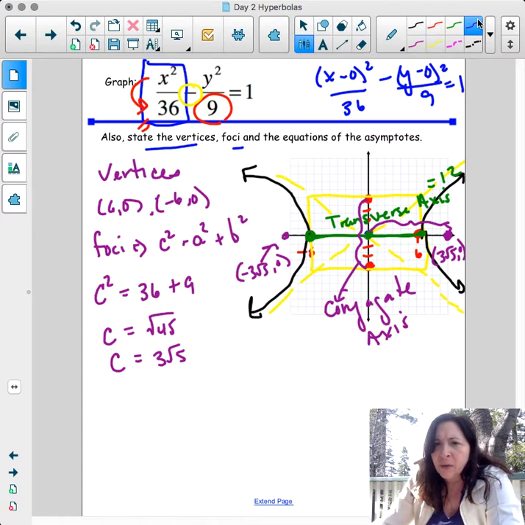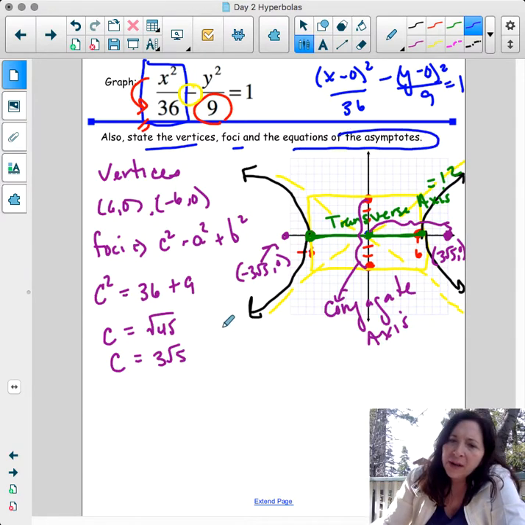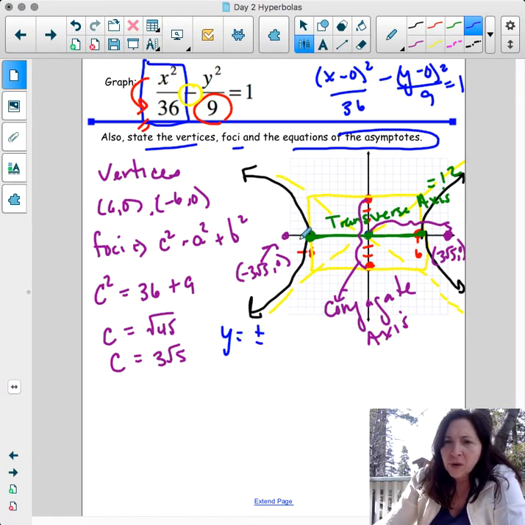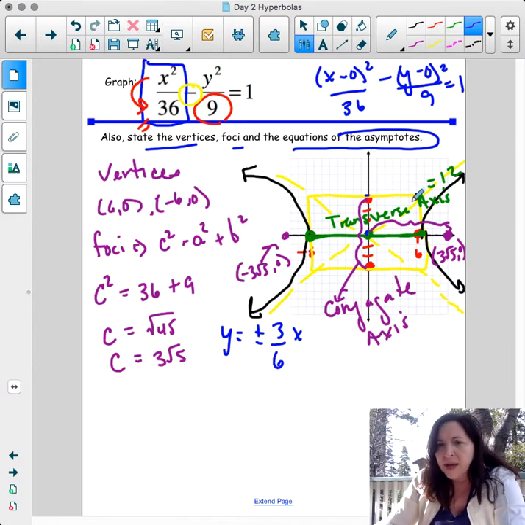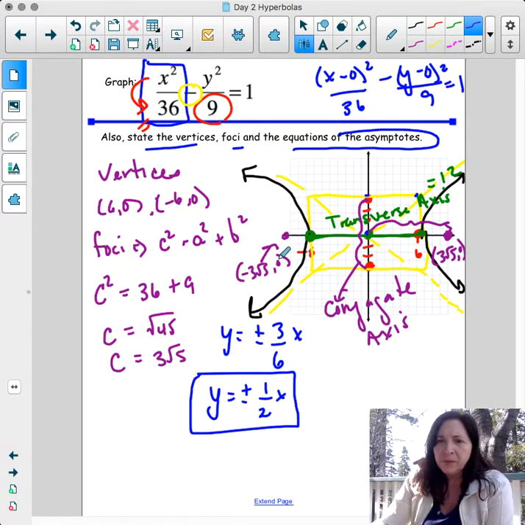Lastly, we need to find the equations of the asymptotes. The asymptotes are y equals plus or minus y over x. It's always y over x. So it's the square root of 9, which is 3, over 6. So plus or minus 3 over 6 x. I can reduce that, and that's going to be plus or minus 1/2 x. So those are the equations of my asymptotes for this hyperbola.